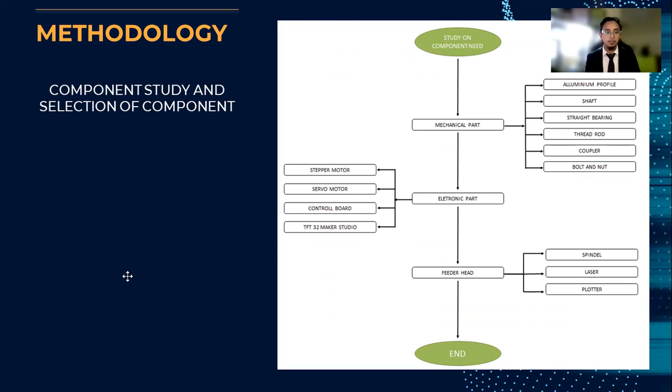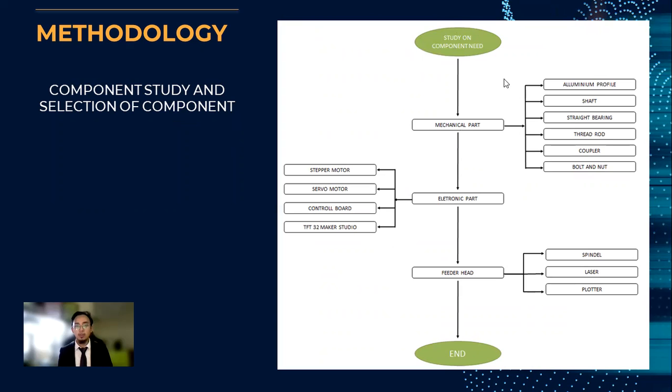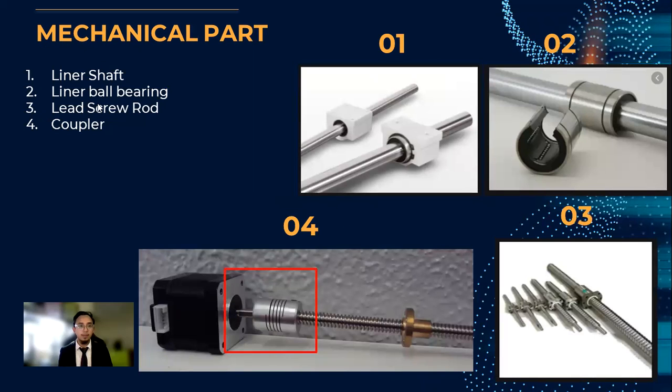All right, move here. This is the component that we need in this project. We have mechanical part, electronic part, feeder head. So this is the main part in this project. All right, so we move to mechanical part. We have linear shaft, bearing, linear ball bearing, lead screw rod, and coupler. This is the coupler. Lead screw rod.